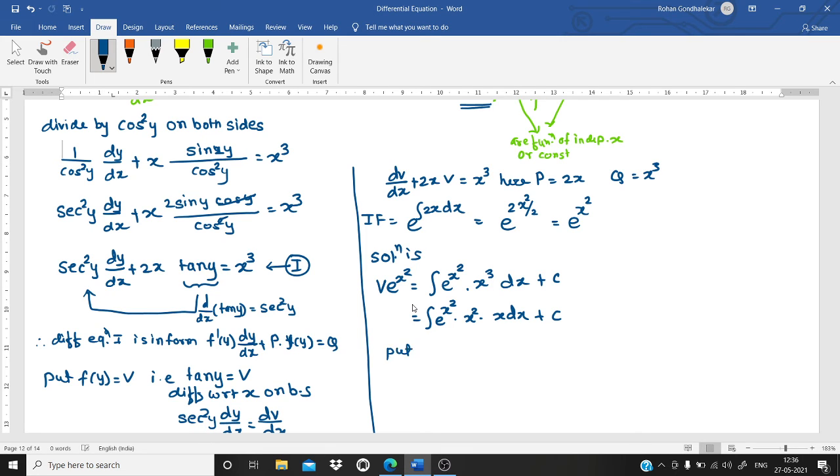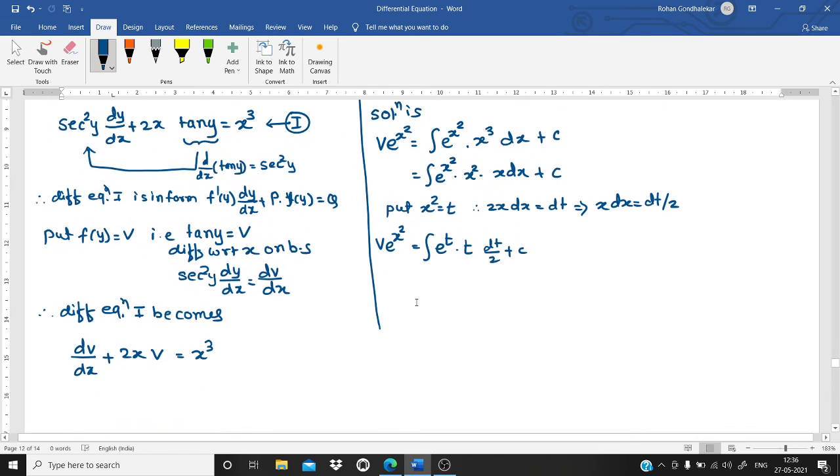So the way is, put x square is equal to t. Therefore, 2x dx is equal to dt. That gives x into dx will be dt upon 2. So hence v into e raised to x square is equal to integration of e raised to t into x square, that is t, and x dx will be dt upon 2 plus c. Now what is the integral of this?